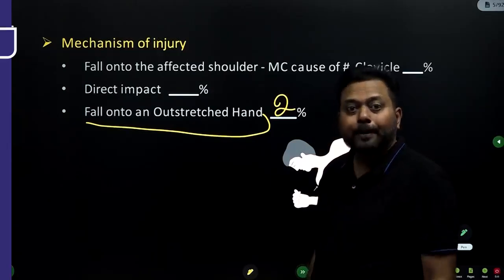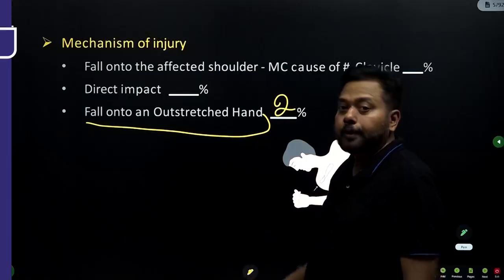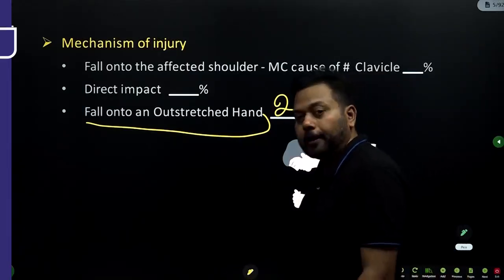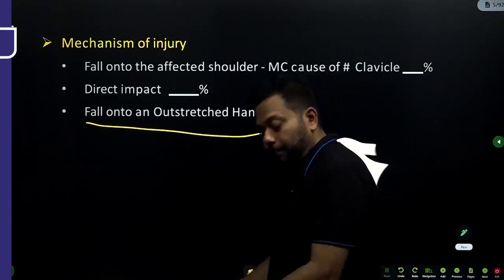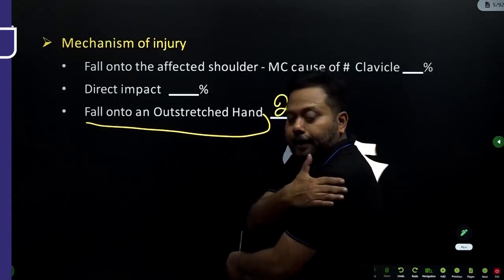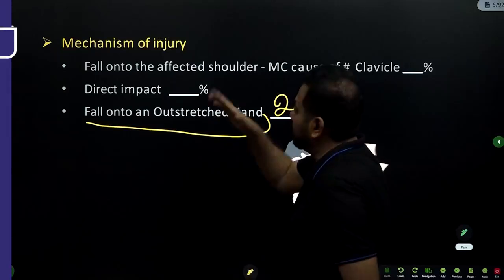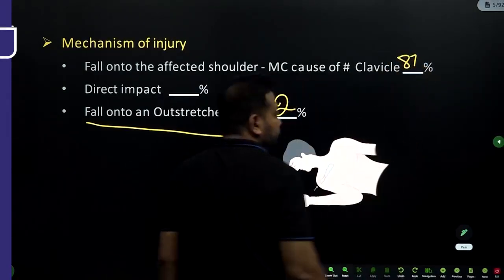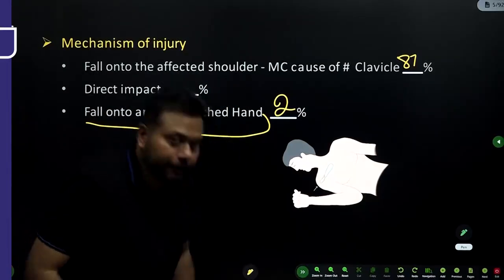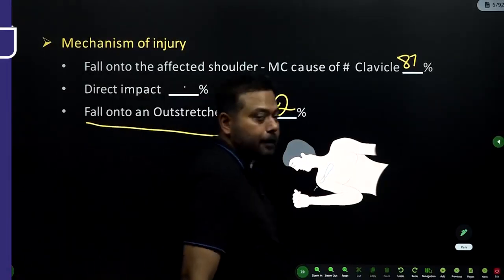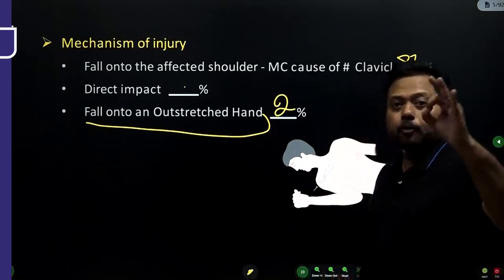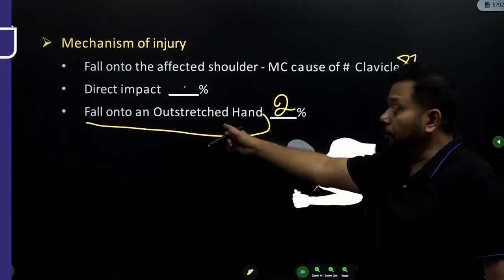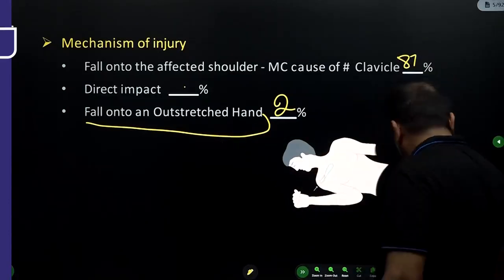Then what is the most common mechanism of fracture clavicle? Fall onto the same side shoulder, the affected side shoulder. Patient will be walking, tumbling over some stone, falling onto the same side, a direct hit over the lateralmost end of the clavicle, and the clavicle is gone. The book says this is 87%. The second common mechanism is a direct hit over the clavicle, but we are not bothered about that. Most common mechanism is fall onto the same side shoulder. Least common mechanism is fall on outstretched hand. This is the point I want to stress, dear friends.